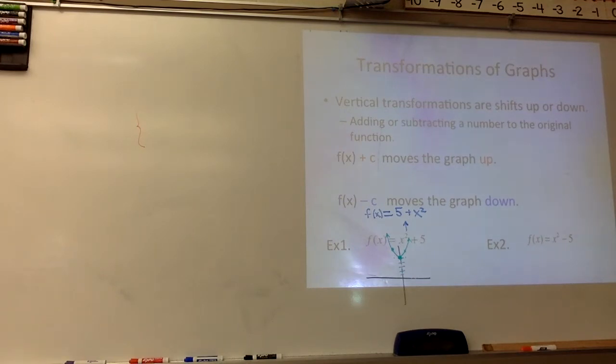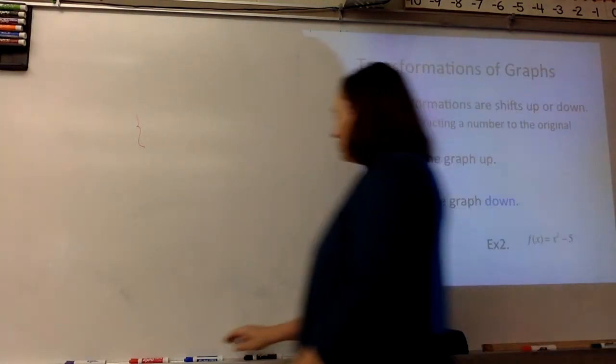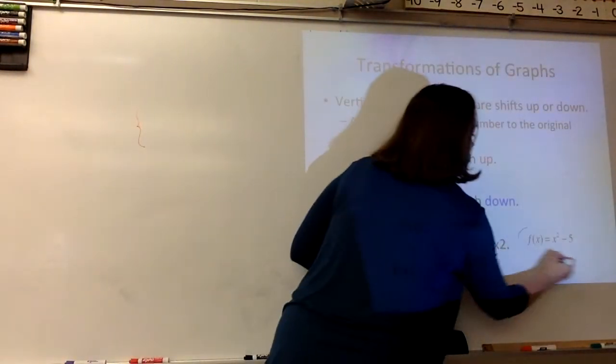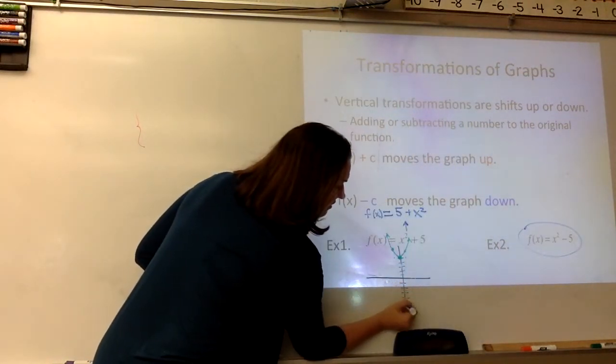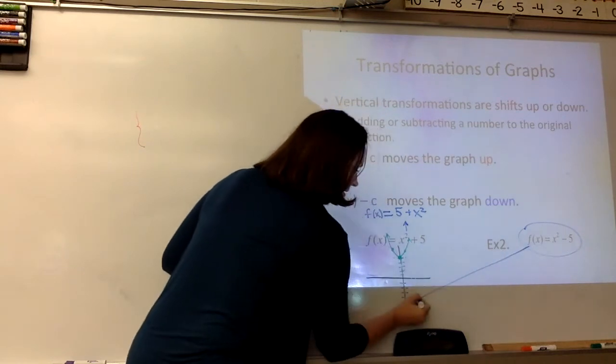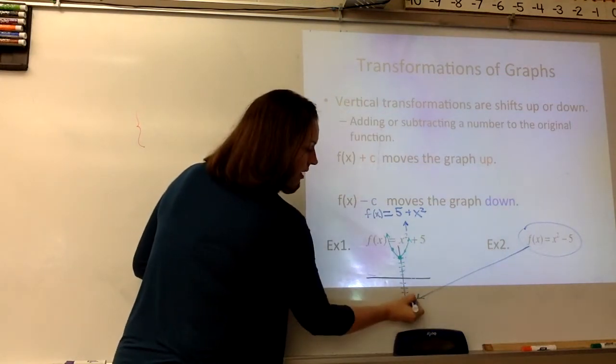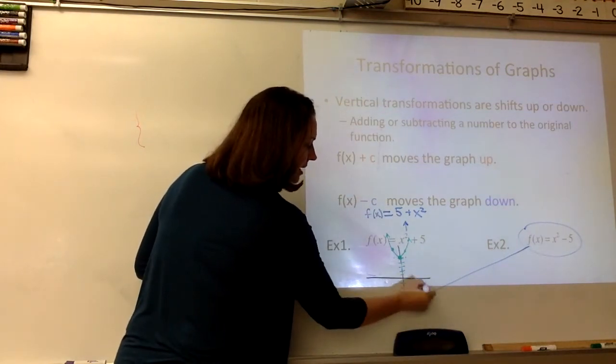Transformation vertical follows the sign. Plus 5 is up. What am I going to do with my parabola here? I'm going to move it down 5. Okay? So if I take a look at this one, I'm going to go down 1, 2, 3, 4, 5, down here. Right 1, up 1, left 1, up 1, and I'm going to draw my curves.